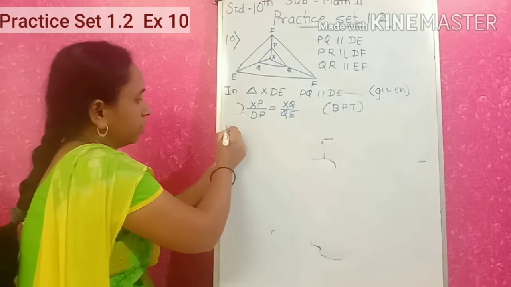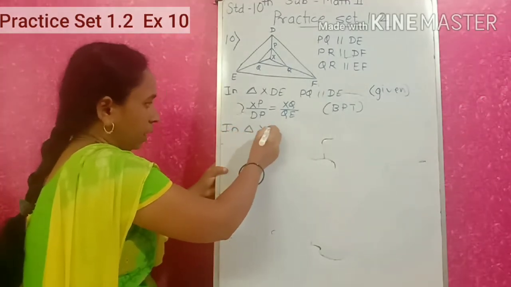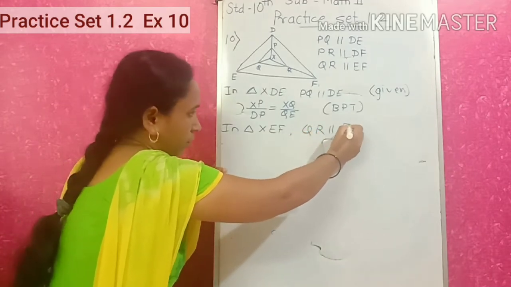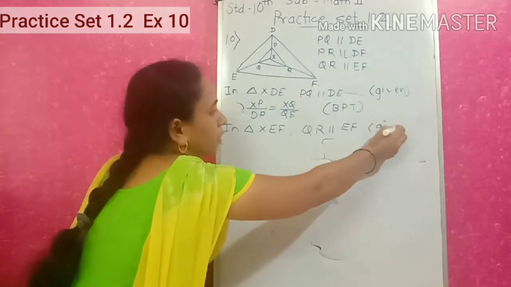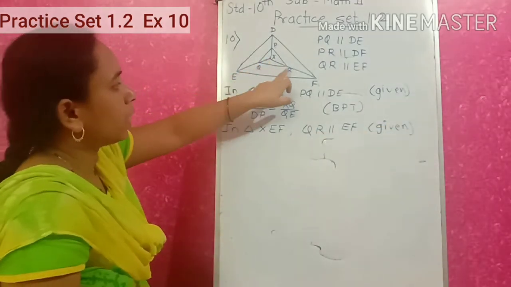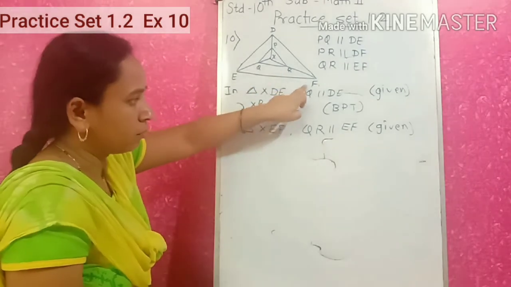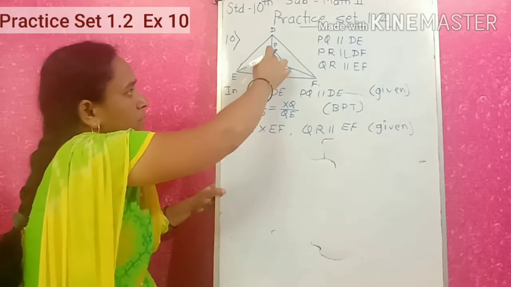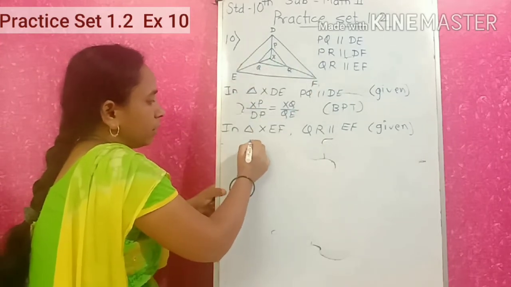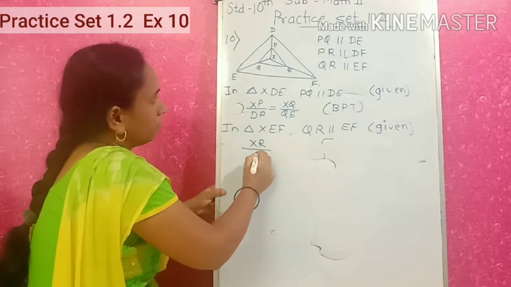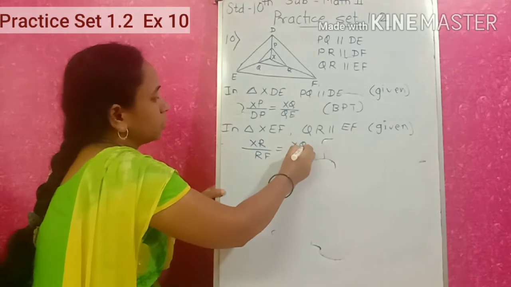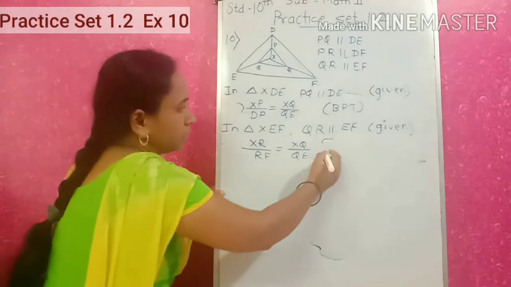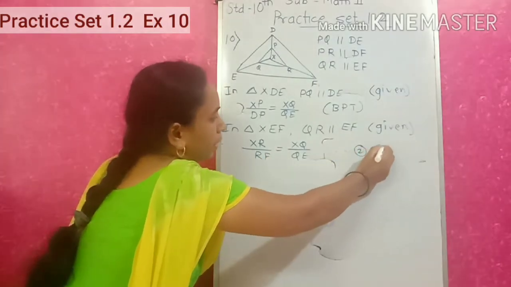Here, another triangle, triangle XEF. QR is parallel to EF. Again, what is the reason? Given. If QR is parallel to EF, then by BPT you can get XQ upon QE is equal to XR upon RF. So I'll write XR upon RF is equal to XQ upon QE. What is the reason for this? This is the second example, and by BPT.